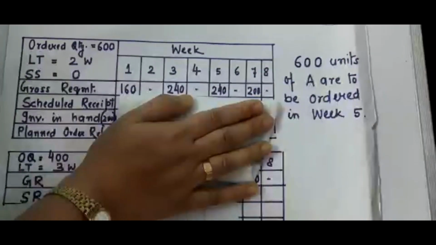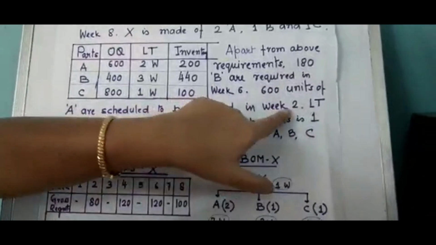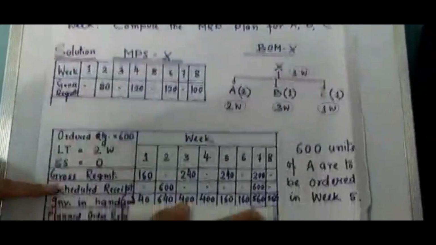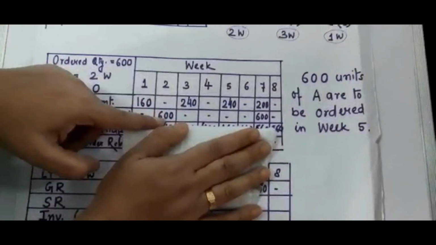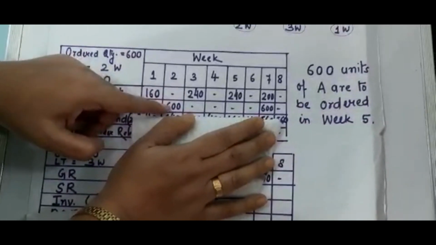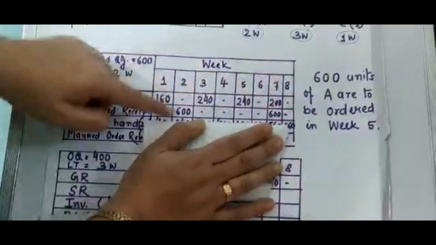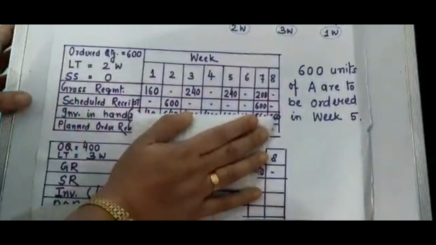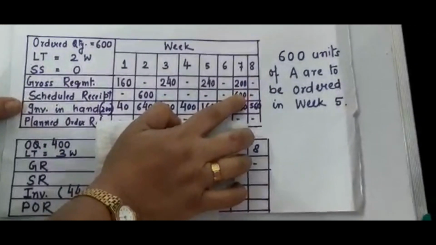Now, it's given in the problem that 600 units of A are scheduled to be received in week 2. So just in the scheduled receipt row we have put 600 units in the 2nd week. Okay, up to this it's clear. So we have put all these figures based on the problem. Now inventory in hand, we'll come back to this 600 later on.